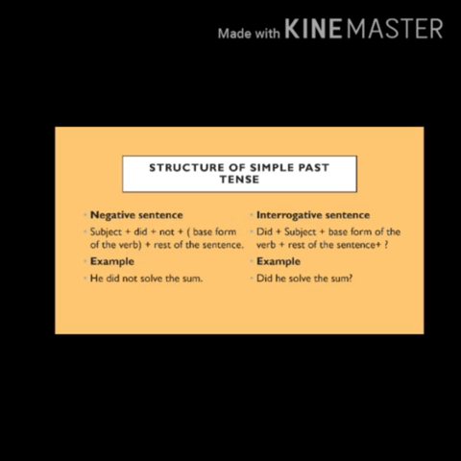To make a negative sentence, we'll begin with the subject again, followed by did not just before our main verb solve, and the rest of the sentence. For example, he did not solve the sum. To create a question, did becomes the question word, followed by the subject and the verb in its base form, plus a question mark. For example, did he solve the sum?